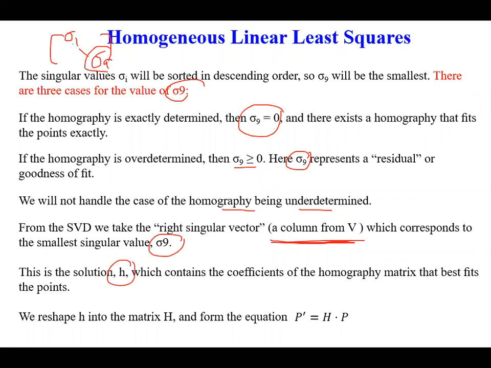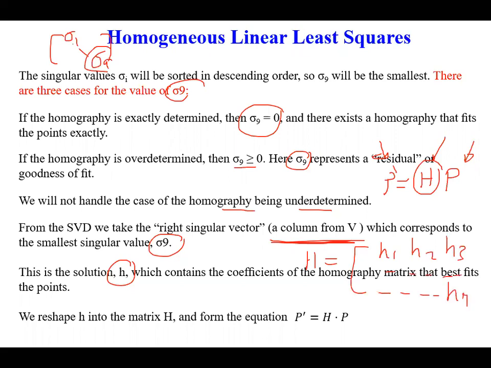Next, what should I do? If you recall from previous slides, I told you that P prime is equal to HP. This P, if you recall, is in the homogeneous domain, and this P dash is also in the homogeneous domain, and I need H. I would like to get this H. And if you recall again, H is equal to H1, H2, H3, all the way till H9. Now I have solved for H, so I have the vector H like that, H1, H2, all the way till H9.